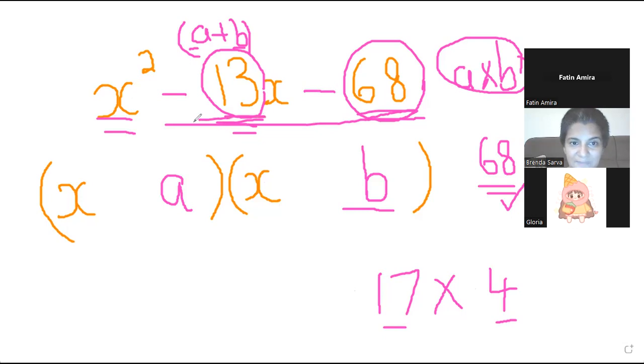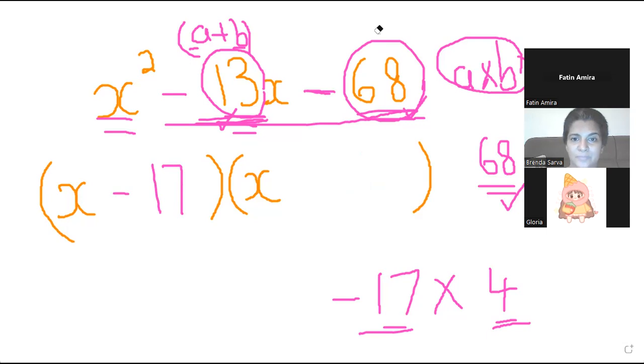If you wanted negative 13 as your answer, then negative 17 plus 4 will give you negative 13. Negative 17 times 4 will give you negative 68. This part you must bring in your negative positive numbers knowledge a bit. Got it? So your A, your first one, is negative 17, so you write minus 17. And then the other one, the B, is going to be positive 4.